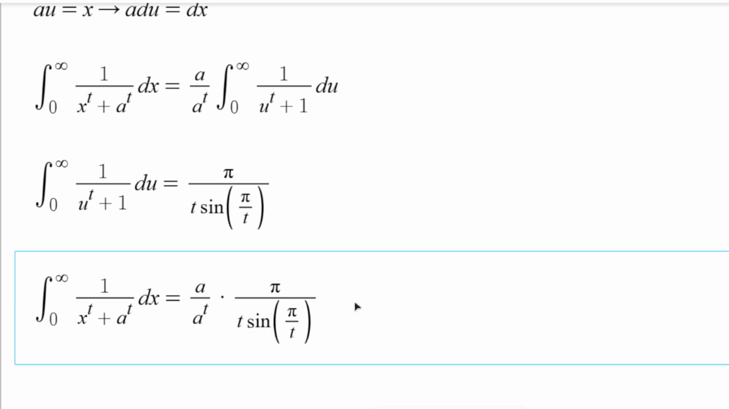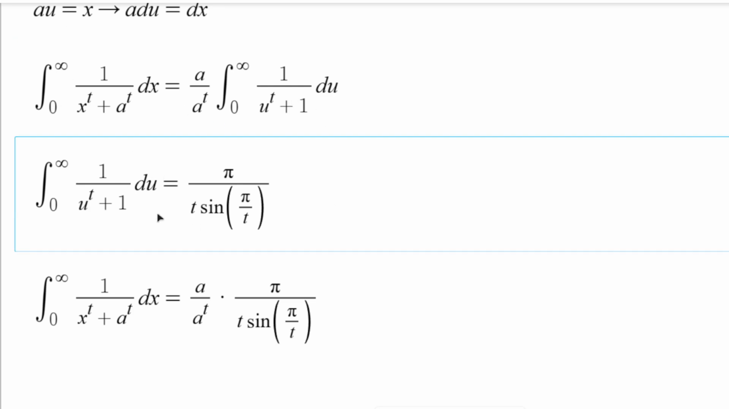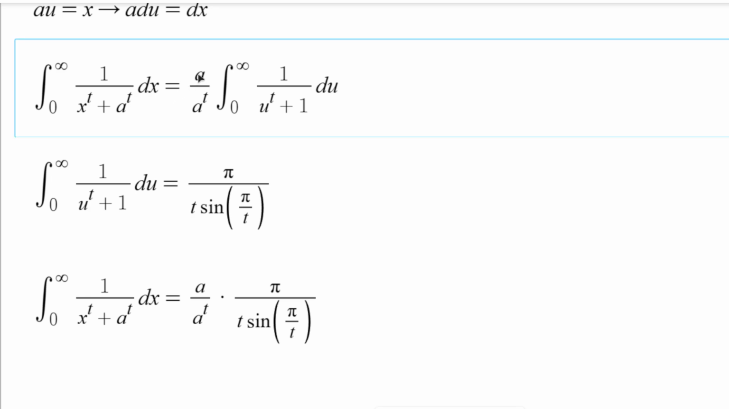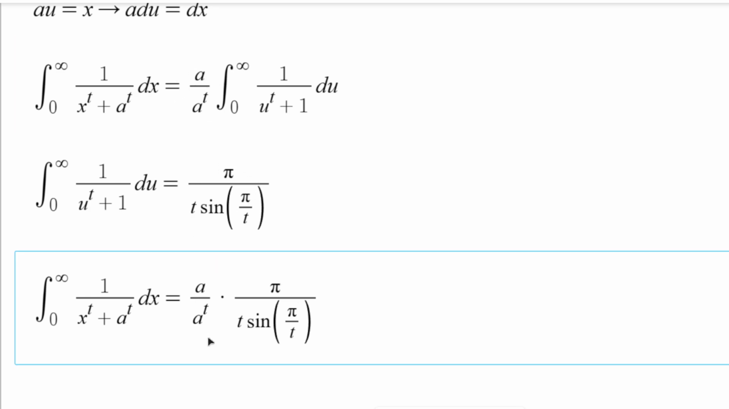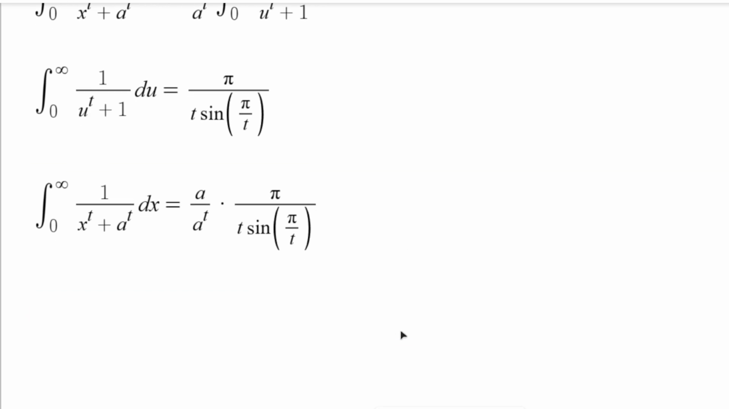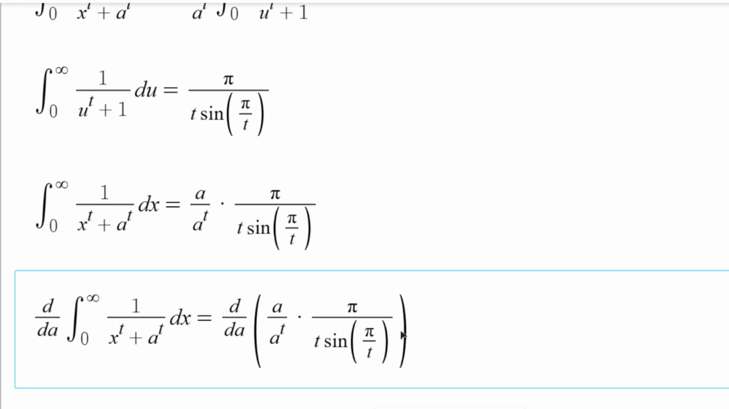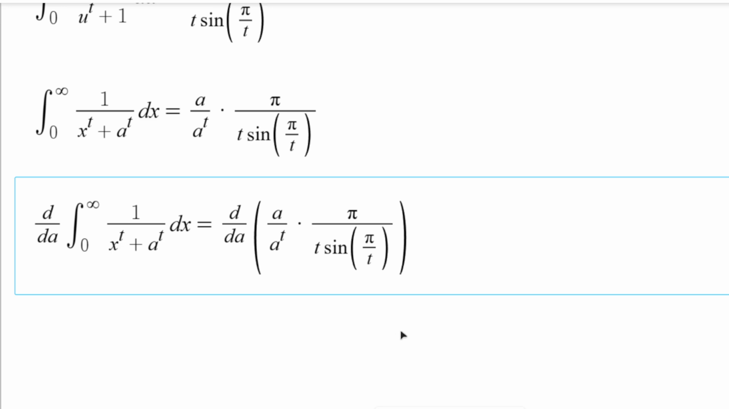So next, since these are all equivalent, we just say that this is equal to this, because this is equal to this, and this is equal to this, so this is equal to this times this, right here. All right. Now we employ differentiation under the integral sign on both sides, and we will be differentiating with respect to a. I'm not going to show the differentiation.